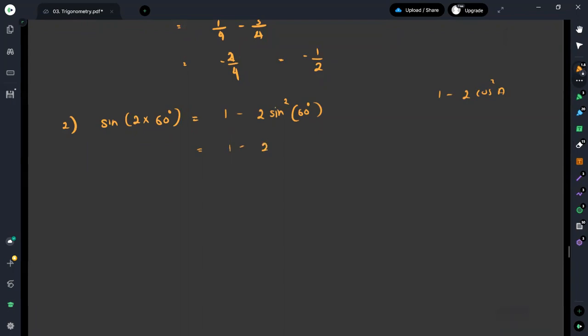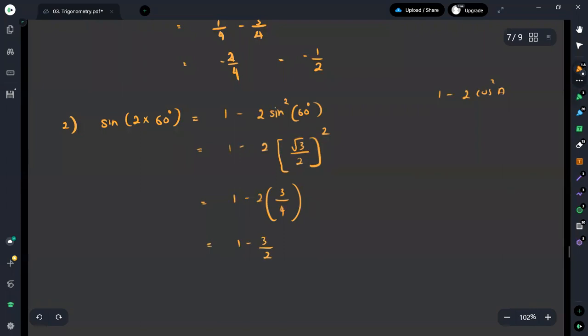For sine squared 60, we can first take sine 60. Sine 60 is equal to root 3 over 2, and its square term is considered. Then we'll get 1 minus 2 times 3/4, which is 1 minus 3/2, and again the value is equal to minus half.